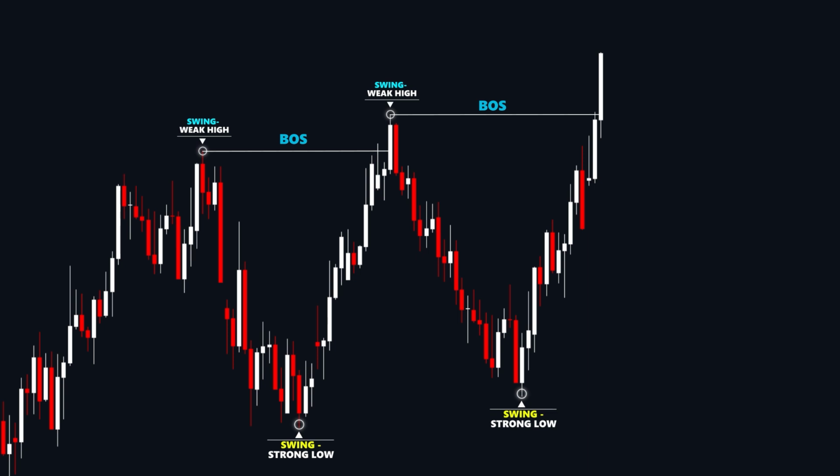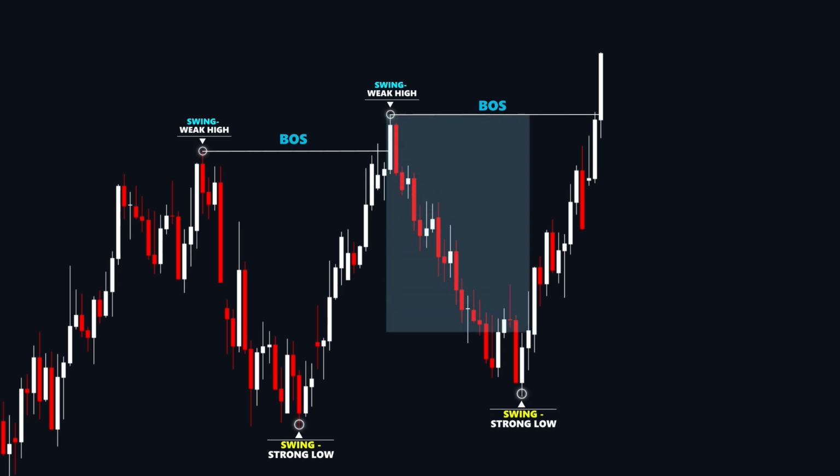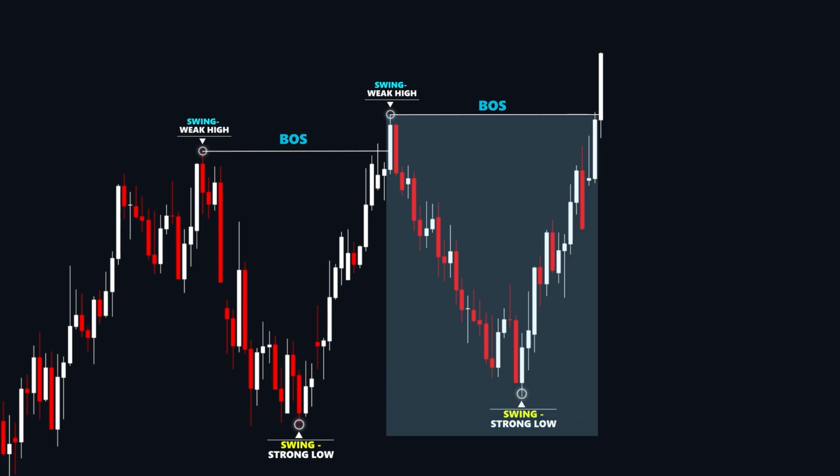So, how do you mark it? Start by finding the last swing high, or a weak high just before the break of structure. Draw a horizontal zone from that area. Then, inside that zone, identify the lowest point where price stopped falling and reversed upward. That's your strong low, and your confirmed swing low.